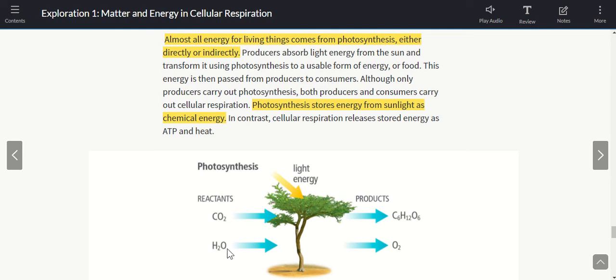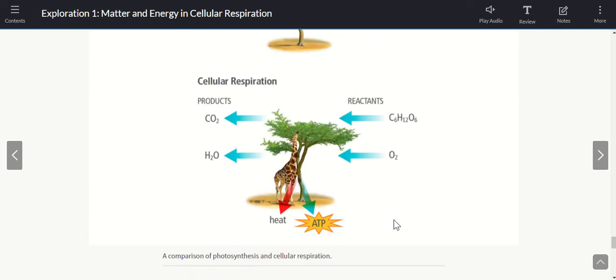CO2 and water are used with the light energy that comes from the sun to make our glucose molecule, and then we release oxygen. But when we flip that, we do respiration, and we use that glucose in the presence of oxygen to produce ATP, and in the midst of doing that, we're releasing heat, water, and CO2. All right.